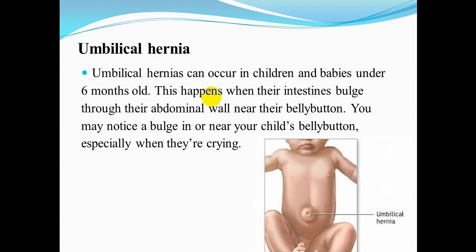Umbilical hernia. Umbilical hernia can occur in children and babies under 6 months old. This happens when their intestine bulges through their abdominal wall near the belly button، أي إنه يحدث انتفاخ قريب عن السرة. You might notice a bulge in or near your child's belly button, especially when they are crying، وخاصة يظهر هذا الانتفاخ عندما يبدأ الطفل بالبكاء.